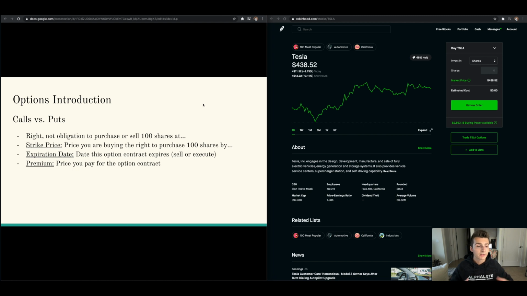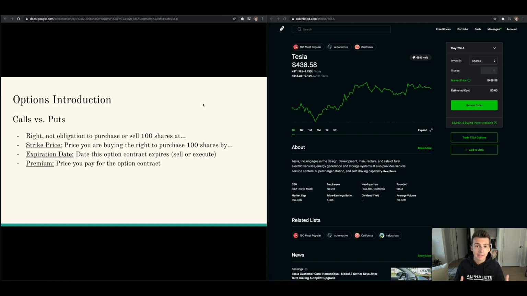So going along, the introduction I want to talk about here is we have something called calls and we have puts. So with calls, you believe the stock price is going to go up. That's why you would buy a call, and a put is if you're betting on the stock to go down. So think of it as if you're making a bet, either up or down.